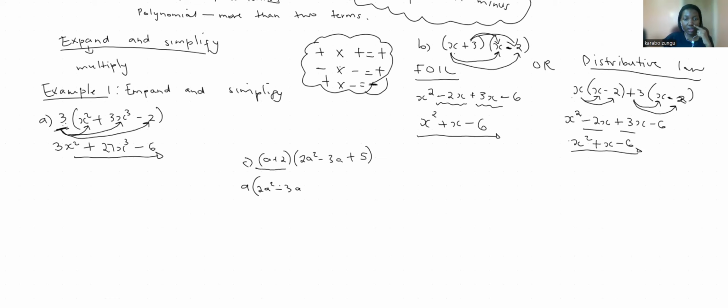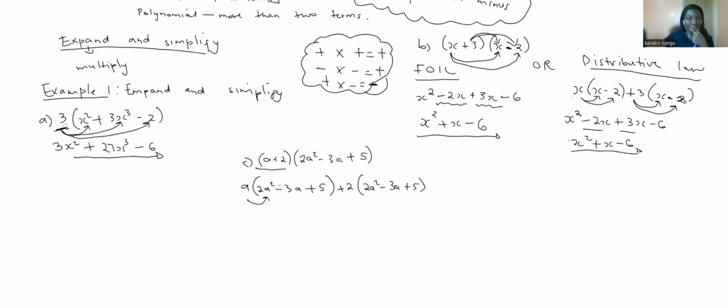Okay, are we done? No, we are not done. We still have to distribute our last 2. Let's go: 2a squared minus 3a plus 5. Make sure everyone gets a piece of this a, because this a must multiply everything that is there. Let's go.